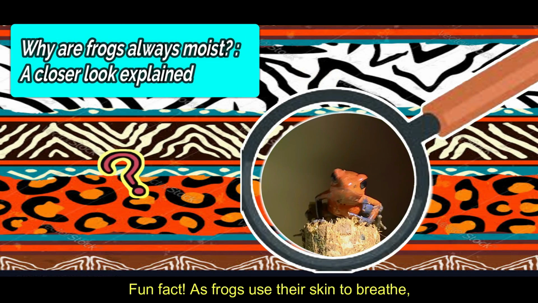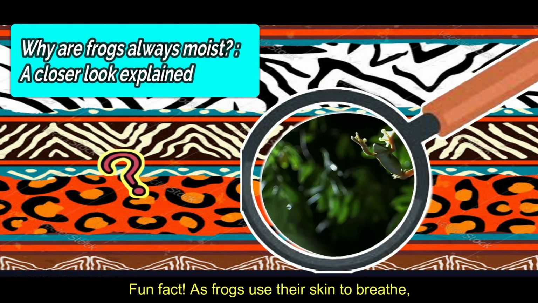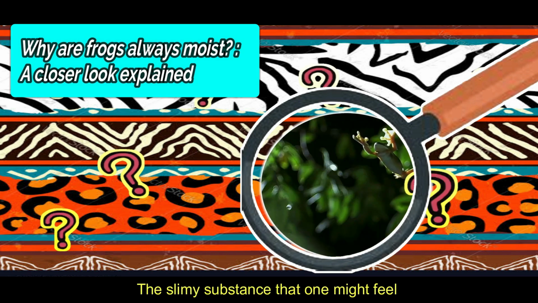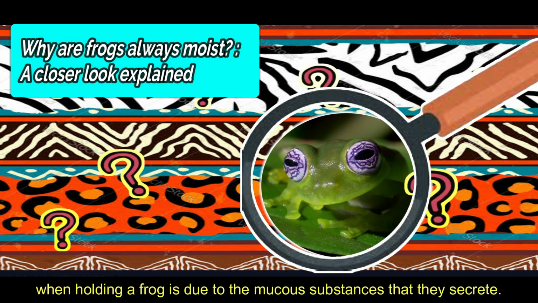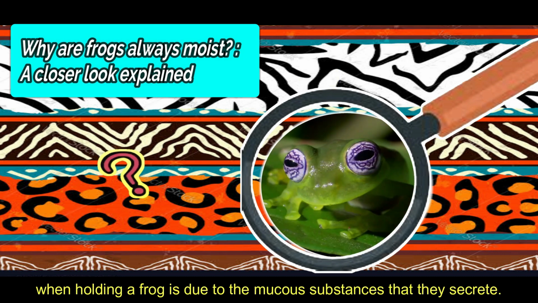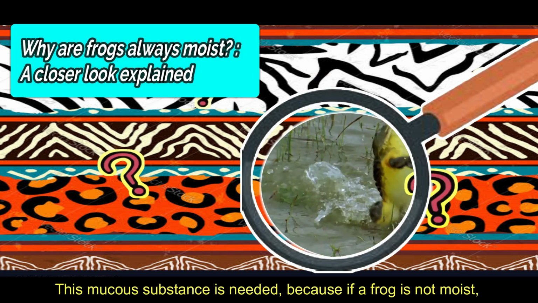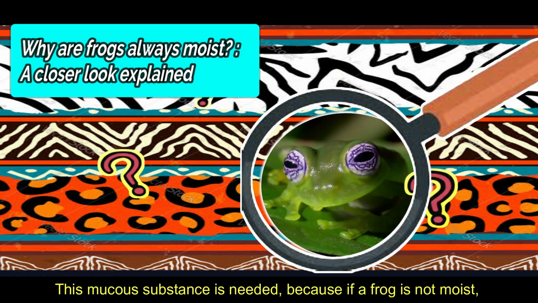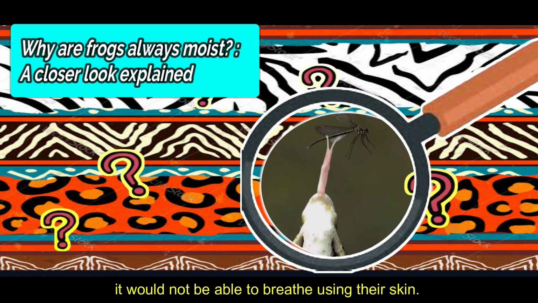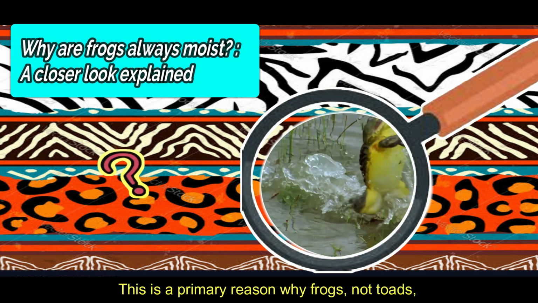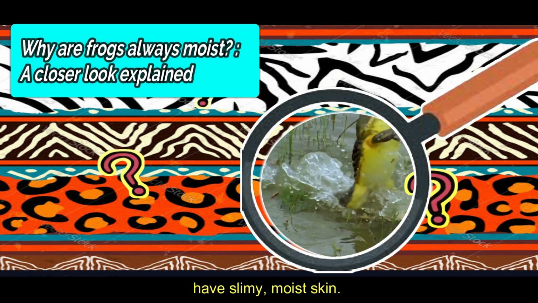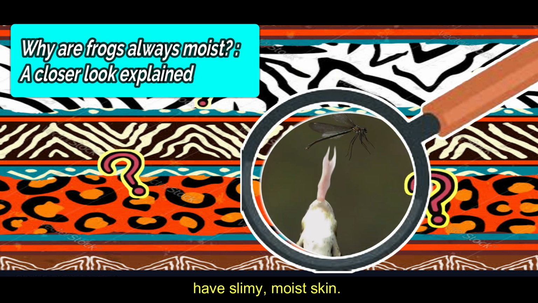Fun fact: as frogs use their skin to breathe, it has to be kept moist at all times. The slimy substance that one might feel when holding a frog is due to the mucus substances that they secrete. This mucus substance is needed because if a frog is not moist, it would not be able to breathe using their skin. This is a primary reason why frogs, not toads, have slimy, moist skin.